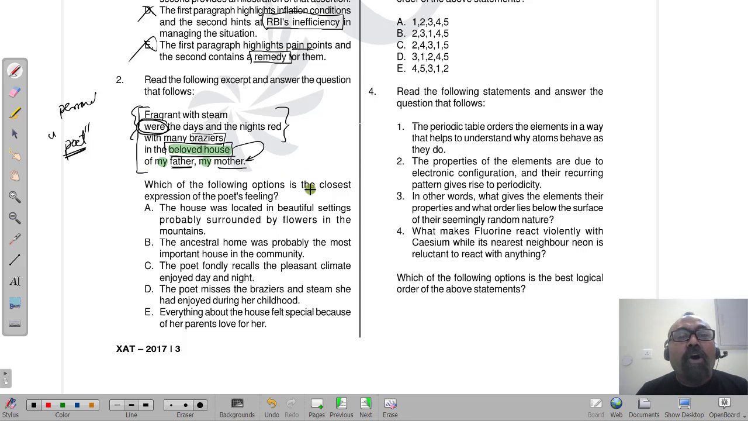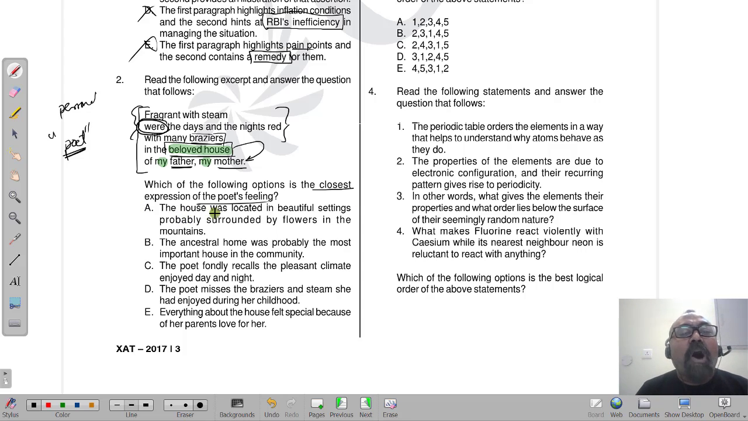Which of the following options is the closest expression of the poet's feeling? So now you're looking at the feeling of the author. Which option gives that feeling? That personal feeling and personal attachment to the house that belongs to her parents. That's what we are looking at. Obviously we'll not get the exact one, but there'll be an option which will be very close to that idea, and that would be the right answer choice.